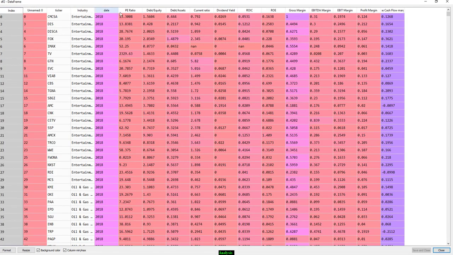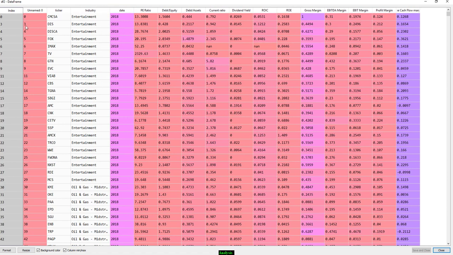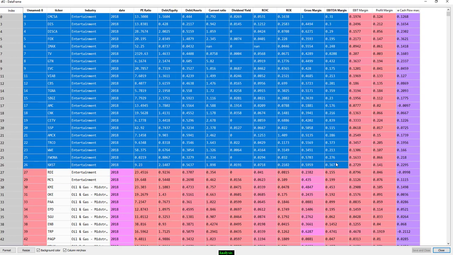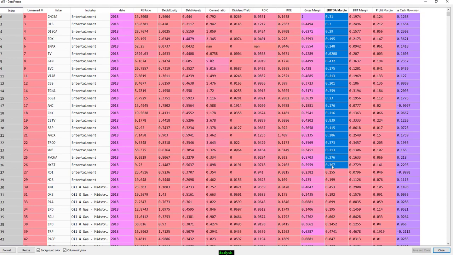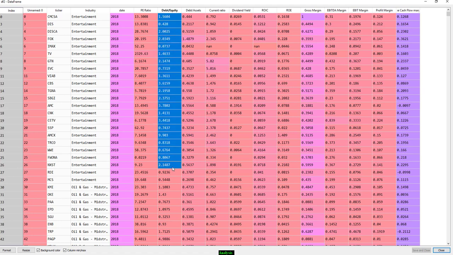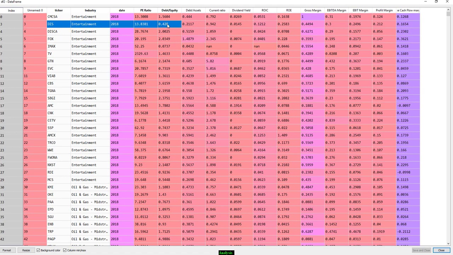And okay, so in the entertainment, these entertainment companies that are already here, they are positive. They should be positive. This makes money here. P ratio is positive. Debt to equity is not too bad. It is okay. Debt to asset, current ratio, dividend, ROC.